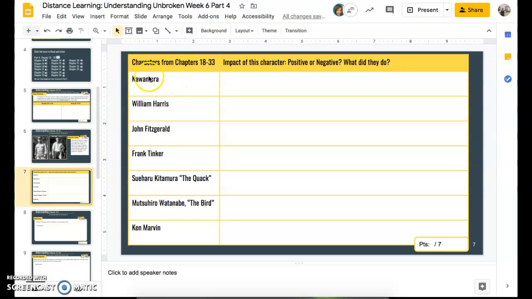I will tell you that this character comes up in chapter 18, and he is only mentioned once. So once he's talked about in chapter 18, just go ahead and put in his impact. I'll tell you right now, it is a positive impact, and you'll see what he does. It's really sweet. All right, so this whole activity is worth 7 points. Each character being talked about is worth 1 point.